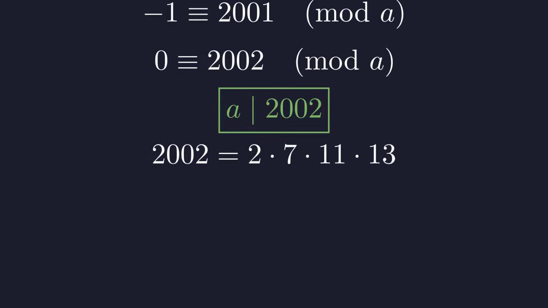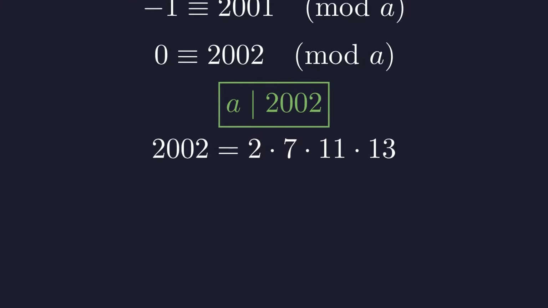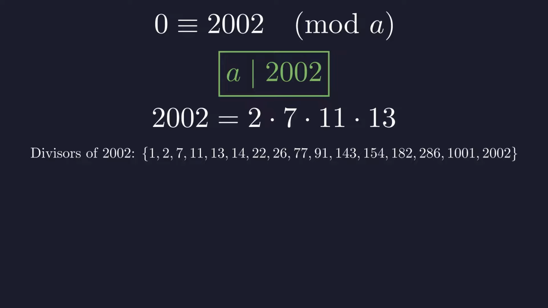Let's find the prime factorization of 2002. It equals 2 times 7 times 11 times 13. From this factorization, we can list all 16 divisors of 2002. Our variable a must be one of these values.